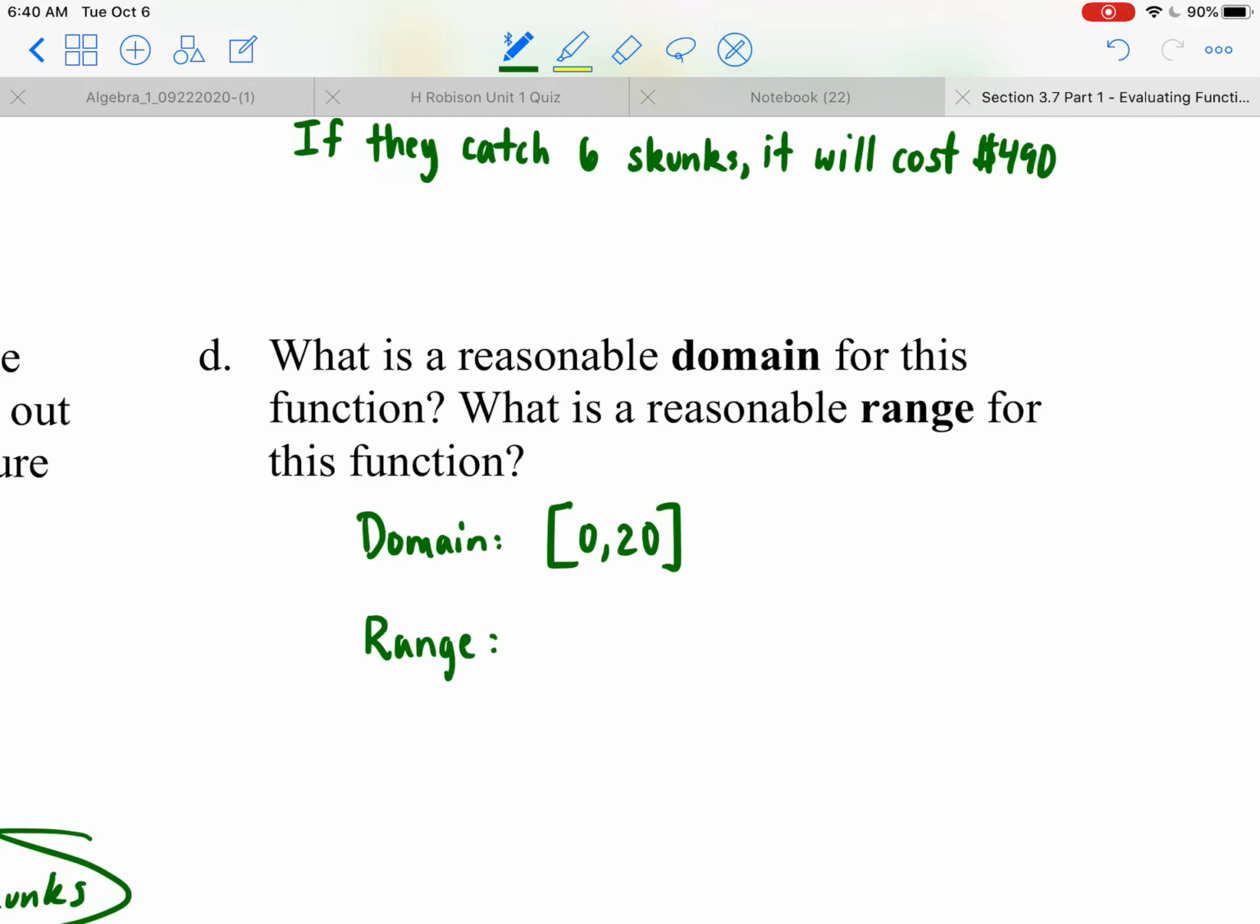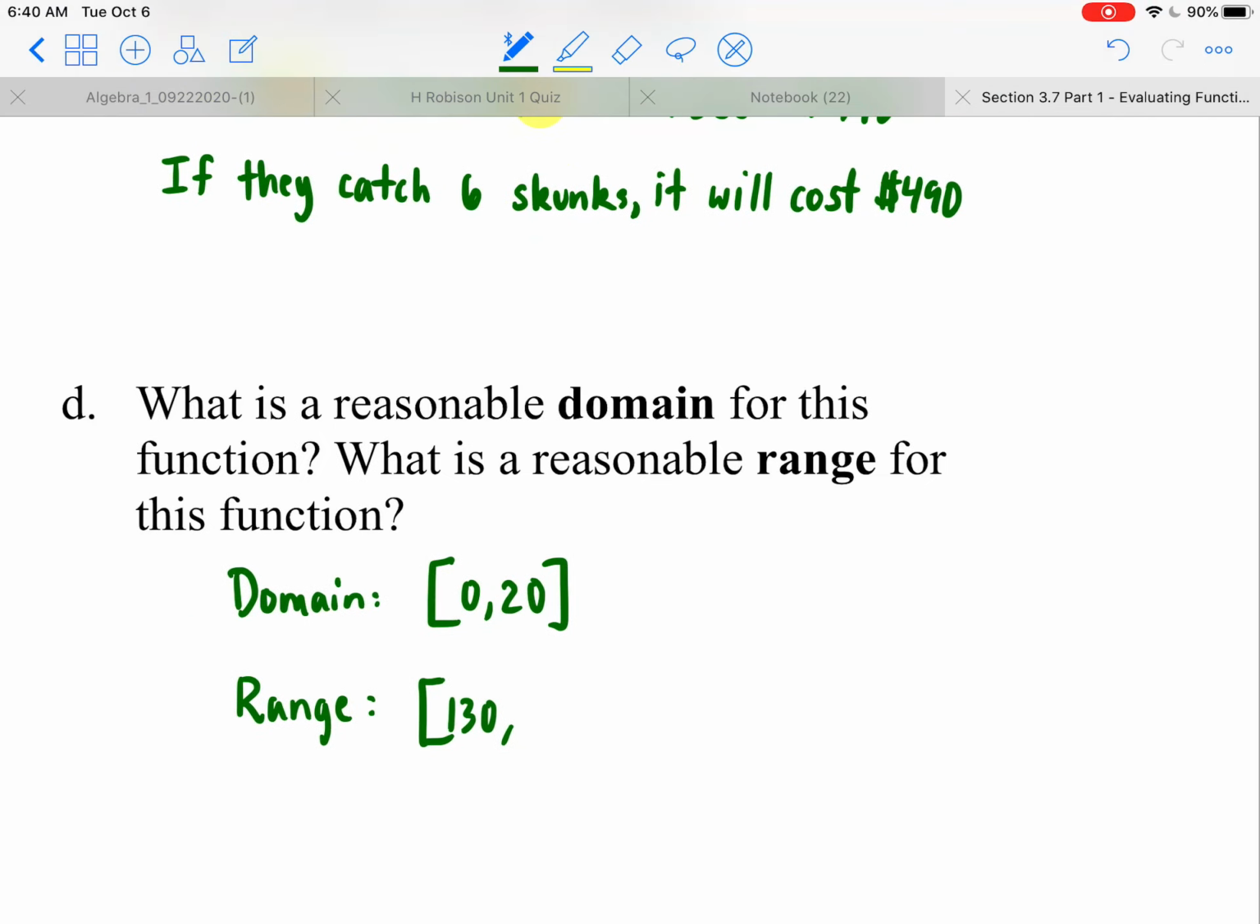So if you catch 0 skunks, it'd be $130, right? And then what if you caught the full 20? How much would that cost? So what we're going to do is figure out how much it would cost to catch 20 and put that number right there.